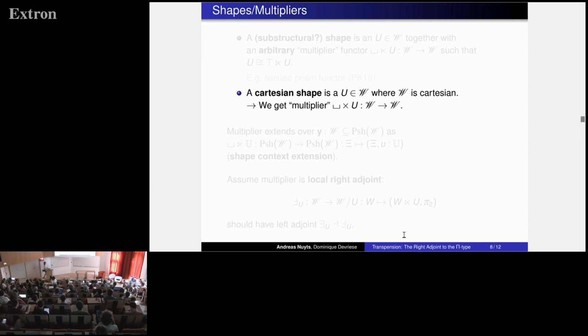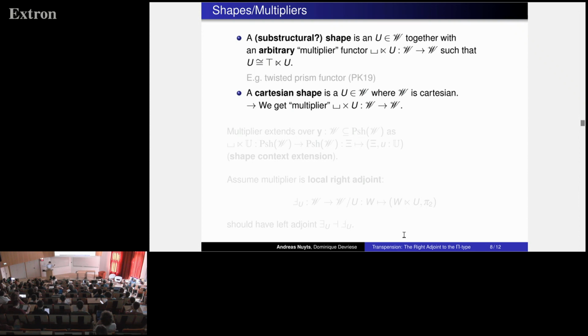Now I have been talking about shapes, but I've not actually said what a shape is. The simplest situation is when the shape is Cartesian, then I just pick an object U in my base category, which is required to be Cartesian, and then I can multiply by this object U, which gives me an endofunctor on W. I want to be substructural, so I'm going to generalize this. I'm going to more generally pick a base object U. The category need not be Cartesian, and then I will require that there is an arbitrary functor to multiply with U, which sends the terminal object to this object U. An example that uses this full generality is a twisted prism functor by Pinyo and Krishnaswami, which is relevant for directed type theory.